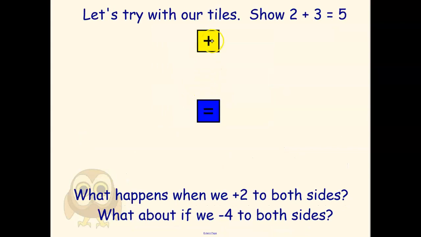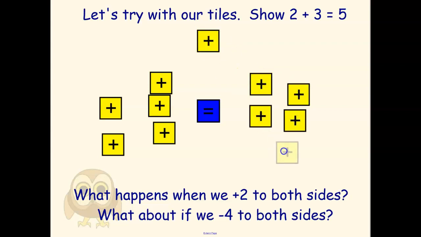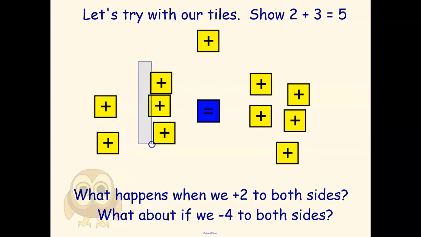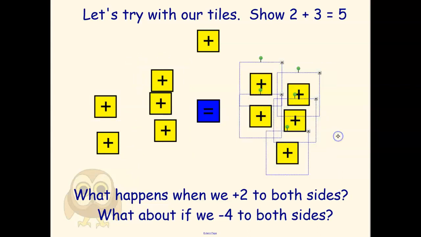So I'll start with something really basic. If I go 2 plus 3 equals 5. I'm just going to use my finger, that's faster. Alright, we can all agree that's true, right? We have 2 tiles over here, we got 3 right here, and then if we put them together, we get a grand total of 5.